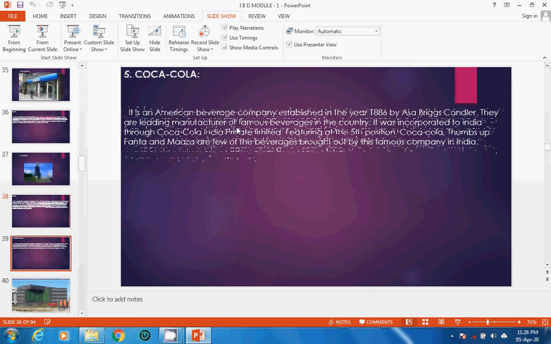Coca Cola. It is an American beverage company established in the year 1886 by Asa Griggs Candler. They are leading manufacturers of famous beverages in the country. It was incorporated in India through Coca Cola India Private Limited. Featuring at the fifth position, Coca Cola, Thums Up, Fanta, Maaza: these are a few beverage products brought out by this famous company in India.